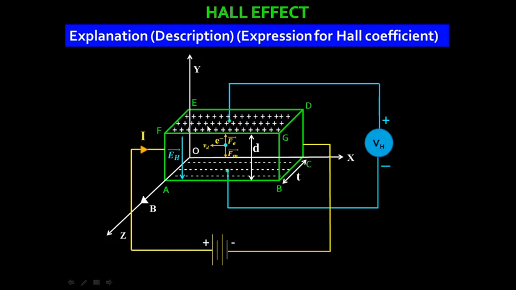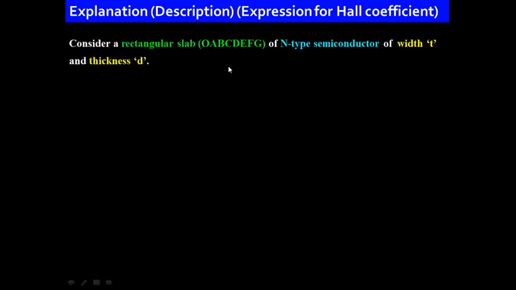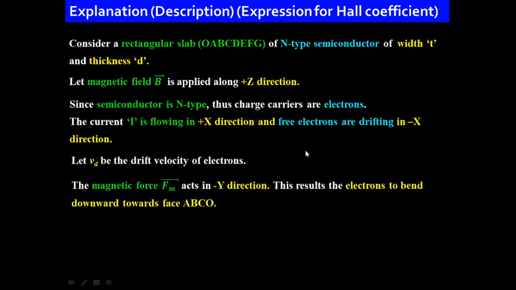So this is the description regarding this diagram. Whatever we have seen in this diagram, we have quoted on the slide. Consider a rectangular slab of n-type semiconductor of width t and thickness d, and let the magnetic field be applied along the plus z direction. Since it is an n-type semiconductor, the charge carriers are electrons, and we have applied current I flowing in the plus x direction, and electrons are drifted in the minus x direction. vd is the drift velocity of the electron.